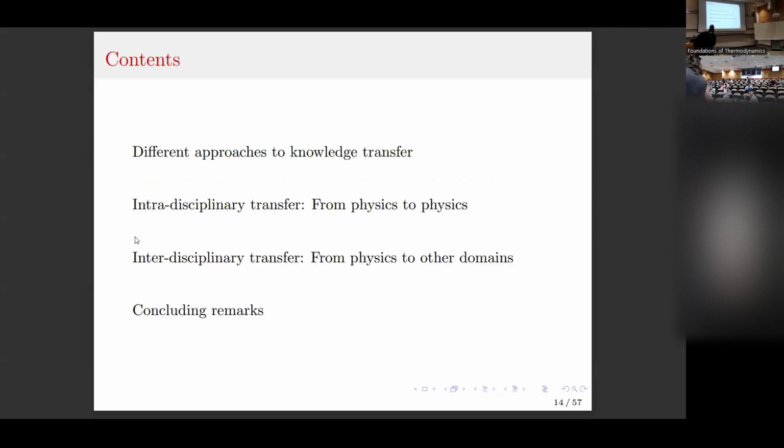So what I'm going to do today is to start answering these questions. I'm not going to give the answer to all of this because this is a very long research project that I plan to work on in the next years, but I will start telling you what my thoughts are on this comparison. So this is the plan. First, in order to answer these questions, we need to go a little bit through the literature on knowledge transfer, which has been developed not only in the philosophy of physics, but in general philosophy of science.